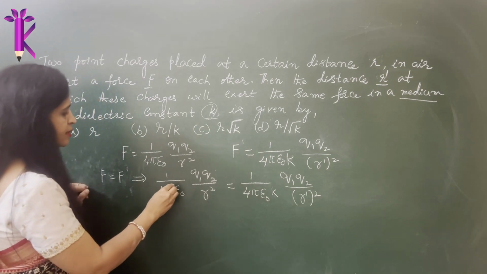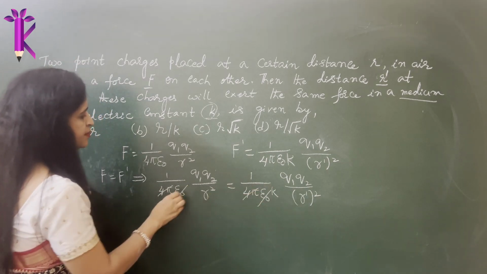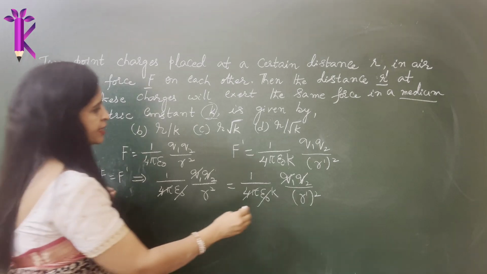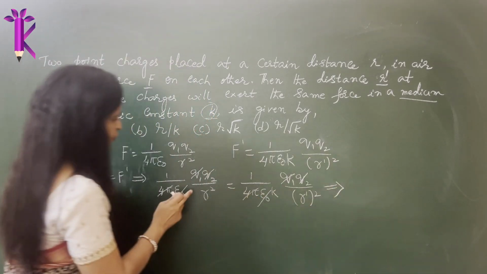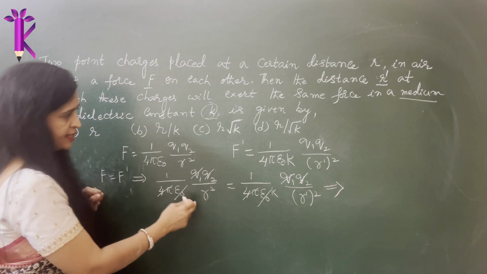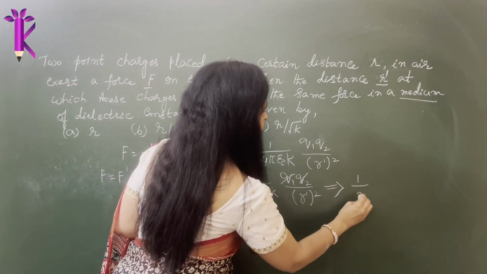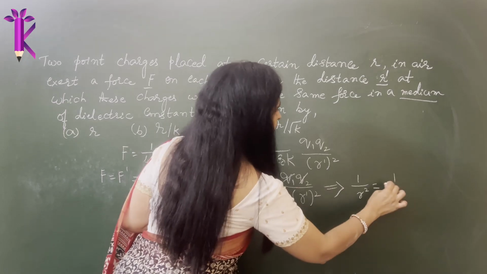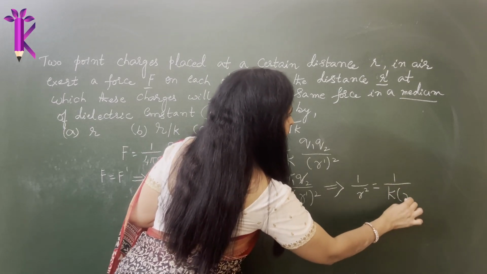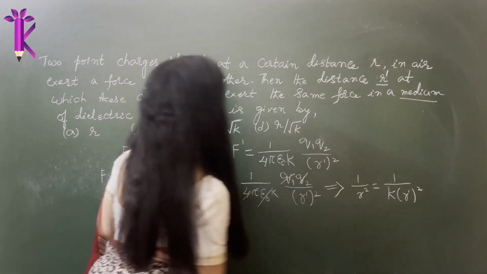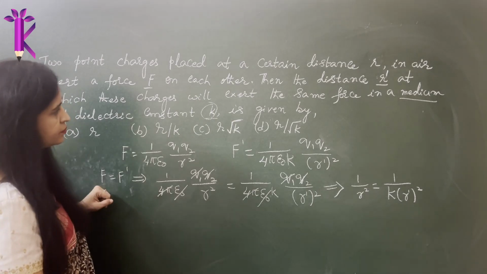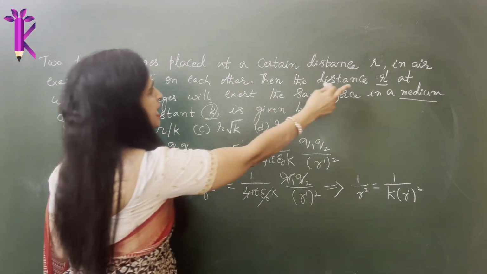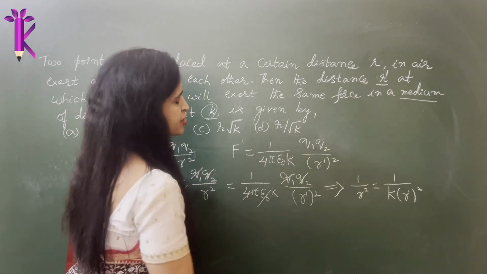So let's cancel the common terms. 4 pi epsilon naught, Q1 Q2, it all gets cancelled. What are you left with? You are left with 1 by R square here. 1 by R square should be equal to, what are you left with on this side? 1 divided by K into R dash square. Okay. So you have to figure out the relationship, right? What is then the distance R dash? You need to write an expression for R dash.